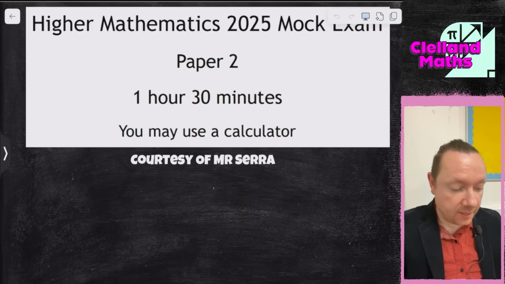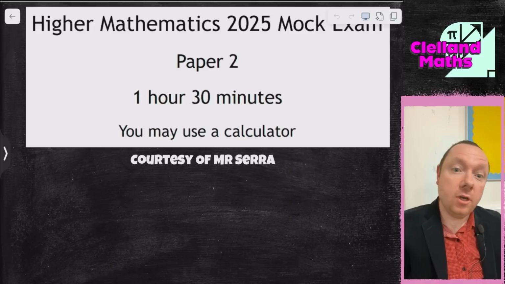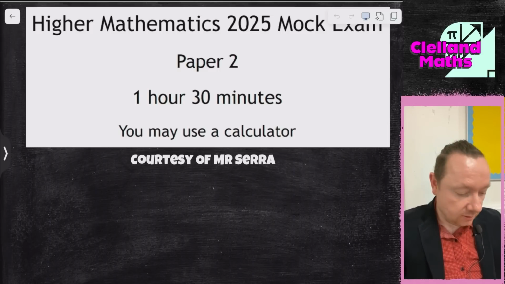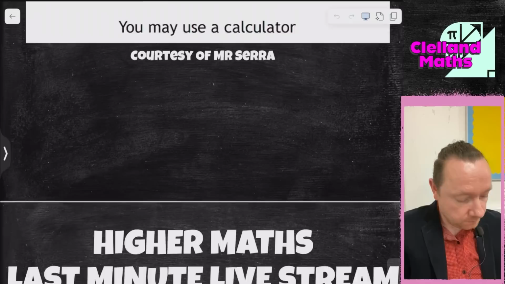So today we're doing a Higher Mathematics 2025 mock exam Paper 2, courtesy of Mr Serra. Hopefully you find this useful.